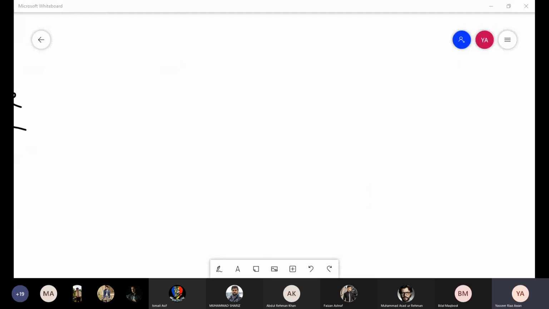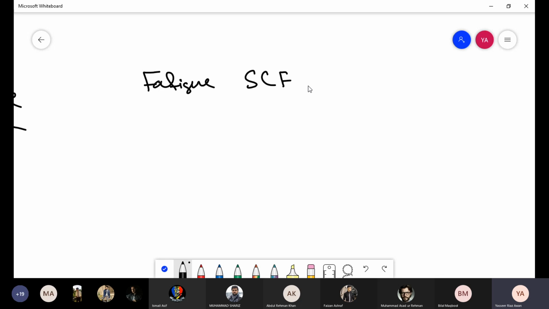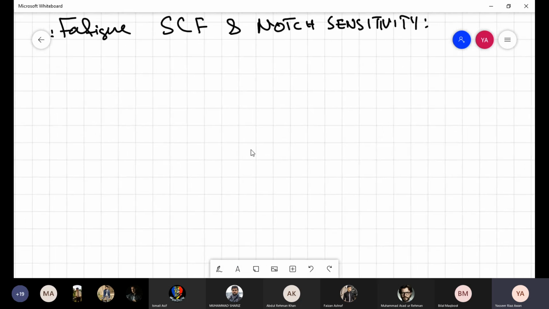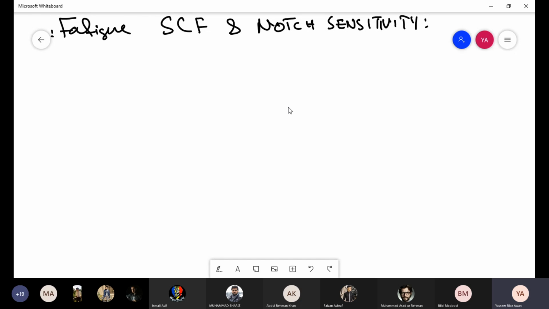So next, before moving on to the problems, we would consider the last topic in this fully reversed loading, that is the fatigue stress concentration factor. Okay. So fatigue stress concentration factor, and obviously there is an associated topic of notch sensitivity.